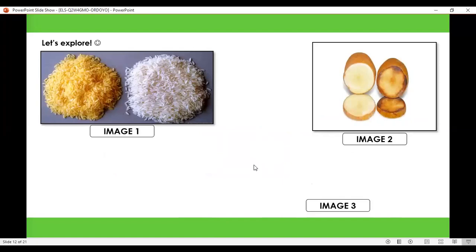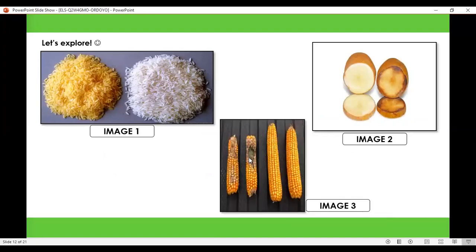And for our main activity, so as you can see, there are images, and I want you to observe what characteristics you were able to observe in image 1, two sets of rice, image 2, two sets of potatoes, and image 3, two sets of corn.